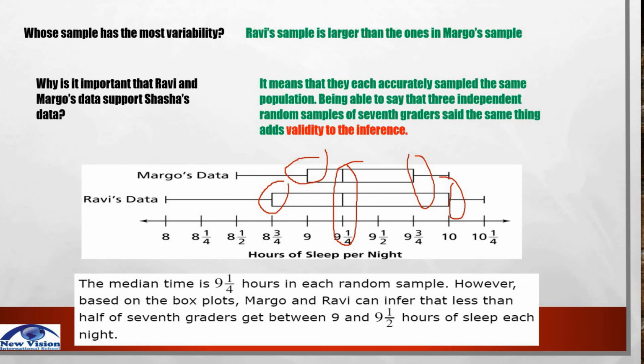However, based on the box plot, Margot and Ravi can infer that less than half of 7th graders get between 9 and 9.5 hours of sleep each night.